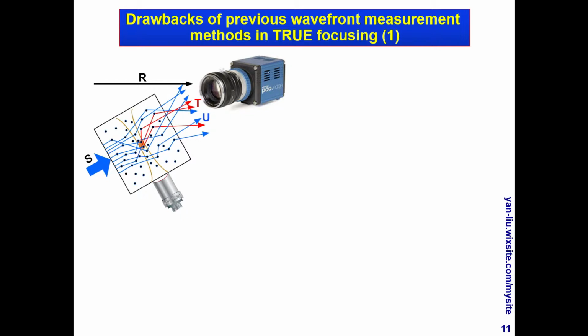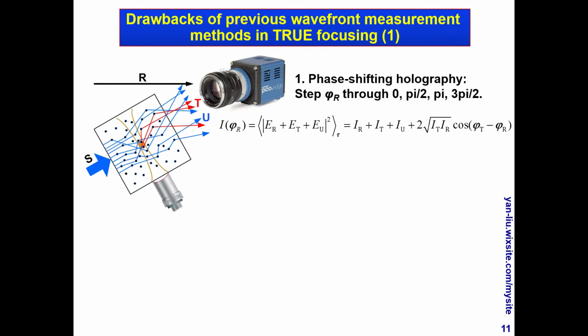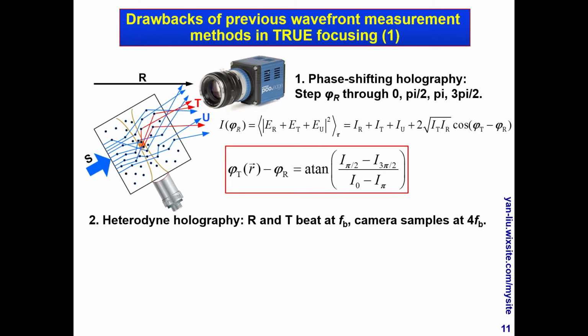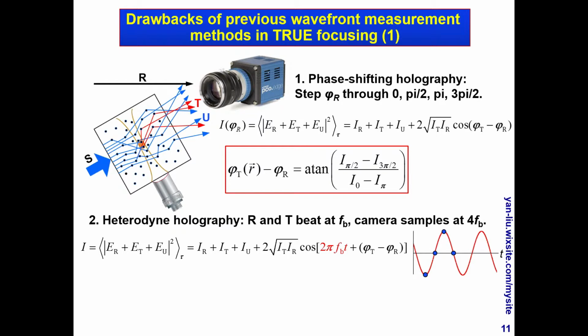To deal with speckles, we use cameras and spatial light modulators with a large pixel count on the order of a million. Phase-shifting holography has been used to measure the wavefront of ultrasound tag light. We step the phase of a reference beam through 4 values and record the corresponding interference patterns. By using 4 interferograms, we can reconstruct the phase of the ultrasound tag light. Heterodyne holography is a variation of phase-shifting holography, where we use a camera to sample the beat between a reference beam and tag light at 4 times the beat frequency. The beat provides a natural phase shift. Again, by recording 4 interferograms, we can reconstruct the phase of the ultrasound tag light using this same equation.